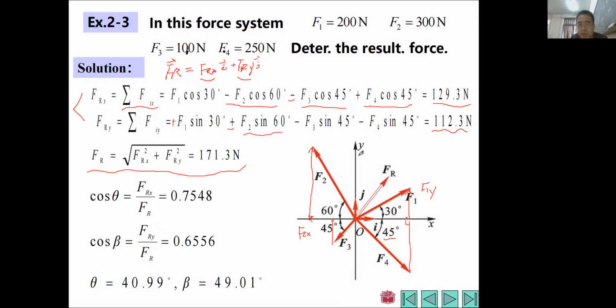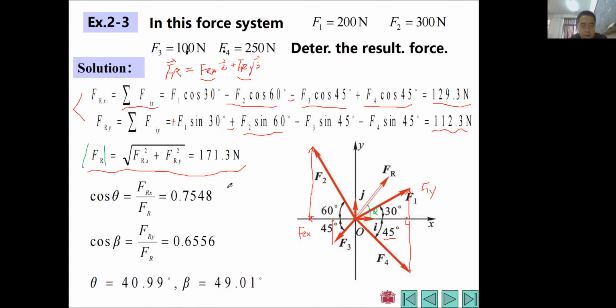FR should be in the first quadrant of this coordinate system, right? If we try to find this theta, just find its direction, the intersect angle with the positive part of the x-axis. Cosine theta will just equal FRx, which may be positive, maybe negative, over its norm. This part will always be positive, right? This part will always be positive.